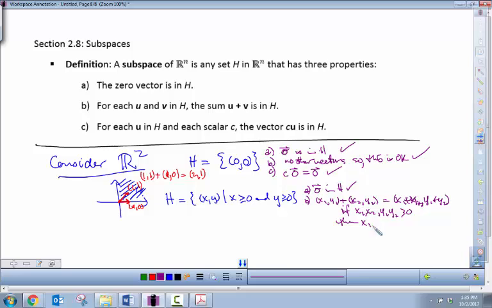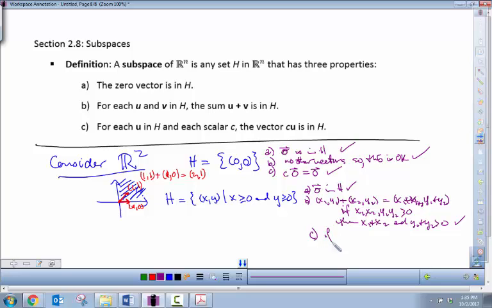Then x1 plus x2 and y1 plus y2 are bigger than 0. So that checks out also. So this looks like it's got the makings of a subspace. Let's check the last one. C is a scalar. Ooh. C is a scalar means it should be allowed to be negative.